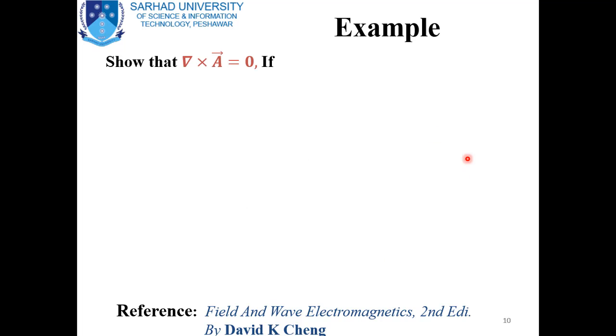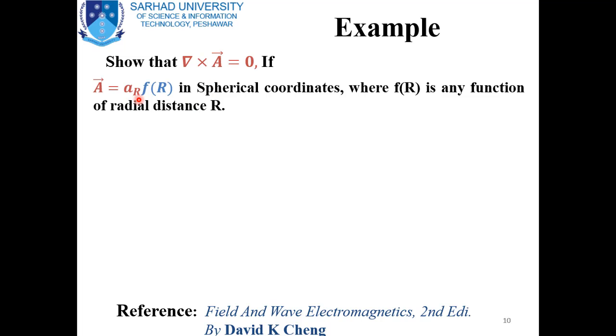Another example is also related to the curl of a vector field A. So we have to again show that the curl of A is equal to 0 if A is given in the spherical coordinates, and A depends upon the radial component only, and the spherical coordinates are r, theta, phi, and f(r) is any function of the radial distance r, which means that this may be a function or combination of factors which involve only a radial term.